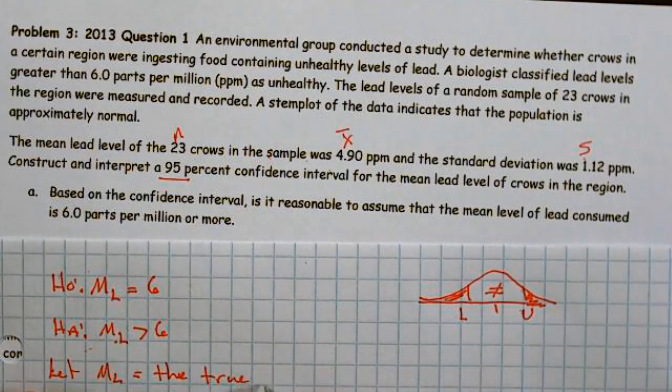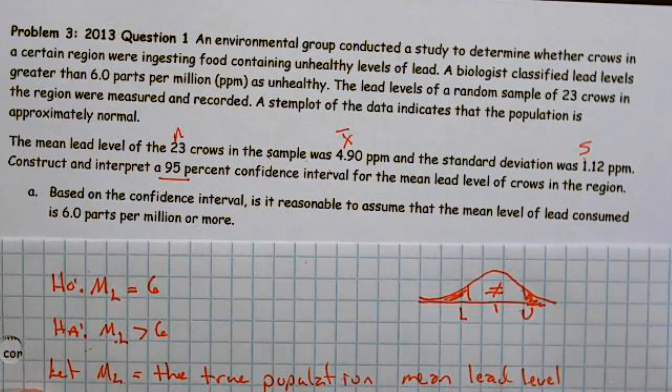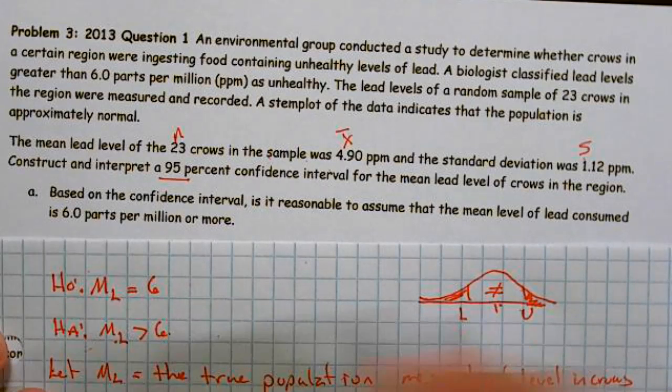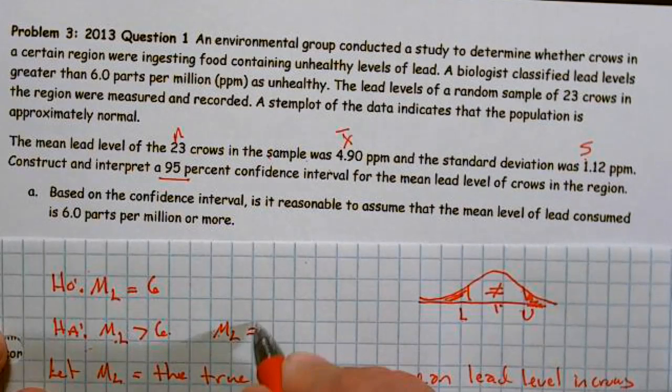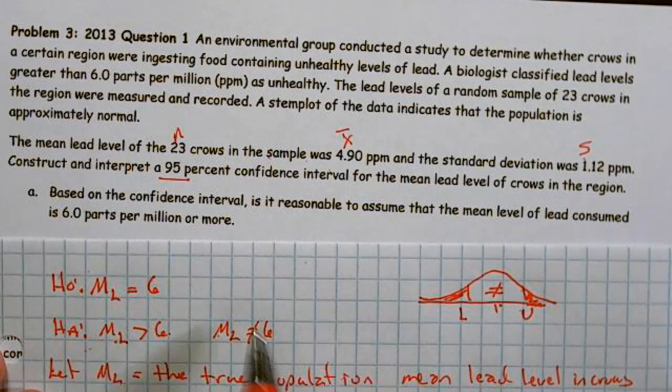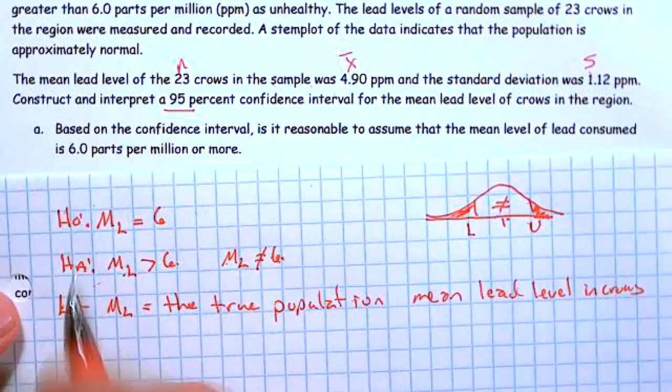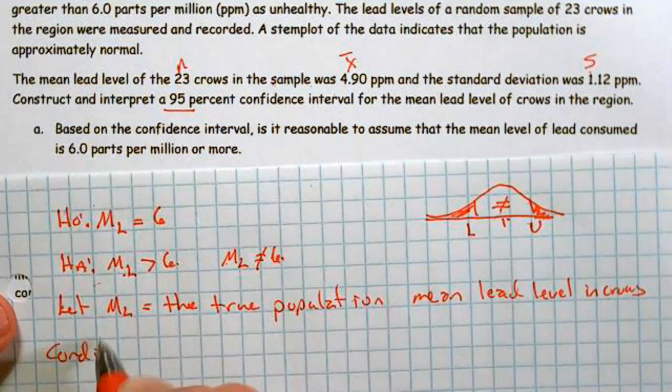true population mean lead level in crows. It doesn't look much like crows, but that's what it says. And by the way, because this is a confidence interval, if you wanted to do it this way, that's fine, because technically that's correct for confidence intervals. All right, so I need to go, okay, my conditions are met. So you don't have to do anything about the conditions.